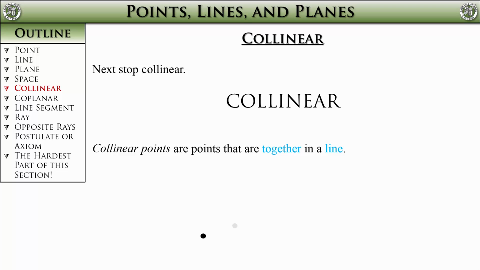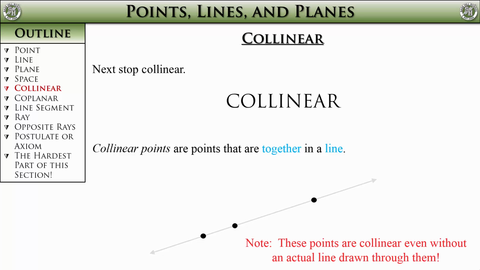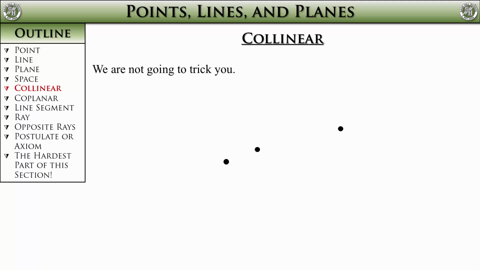Here are 3 points. To check if they are collinear, put something flat along them to see if they all line up. You don't actually have to draw in a line, but you can if you want. These 3 points are collinear. Note that before I drew in the line, these were still collinear points. As long as you could draw a line through them, they are collinear. We aren't going to trick you. If you need to, you can put something flat on the screen to verify that they really aren't collinear.